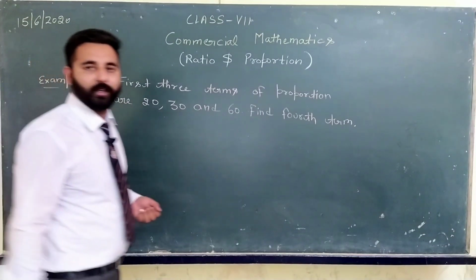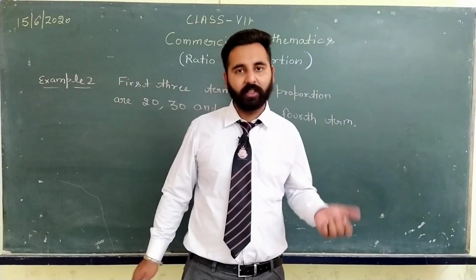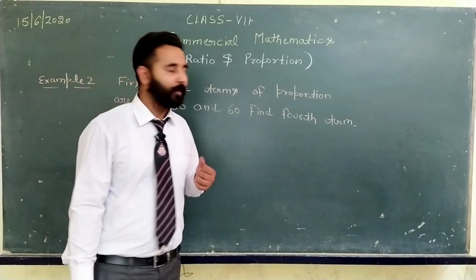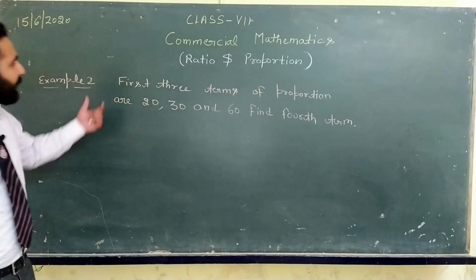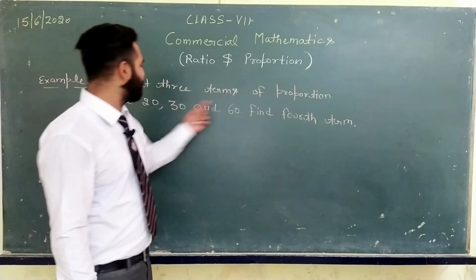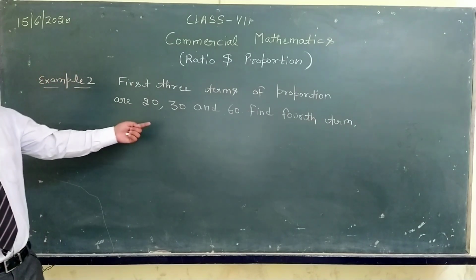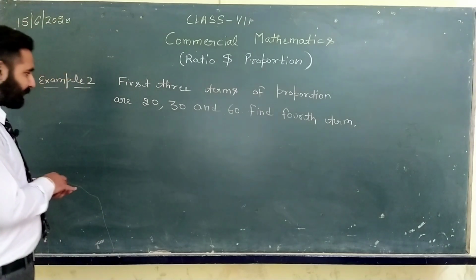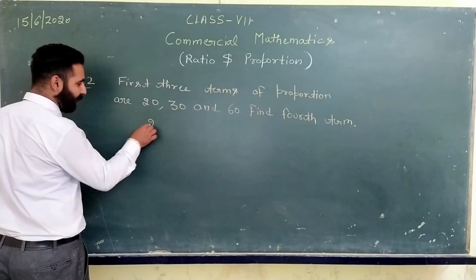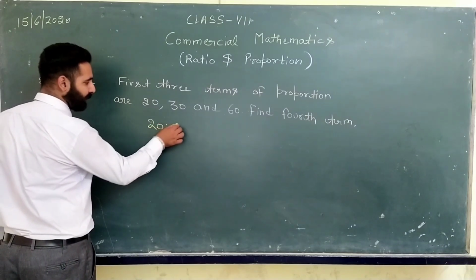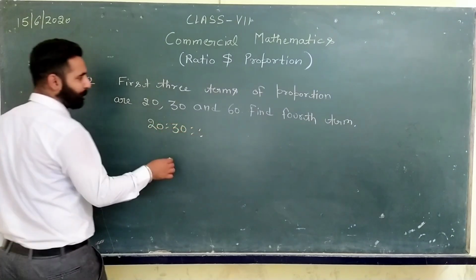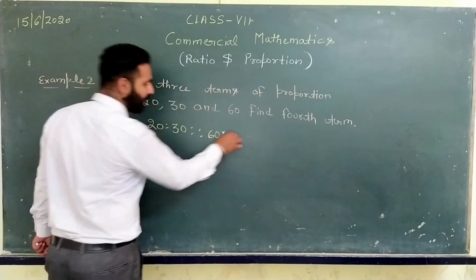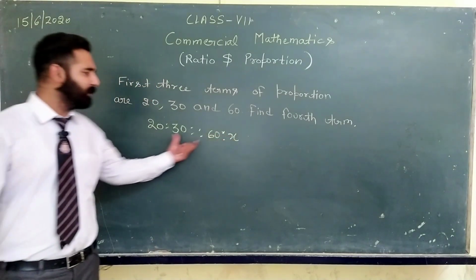In this example we will see if the first three terms of a proportion are given to you and you have to find the fourth term, how to find that. Let us see the example. The example says the first three terms of a proportion are 20, 30 and 60, and you have to find the fourth term. So let us write it in proportion form: 20 ratio 30 proportion 60 ratio x. The fourth term is missing, so I am assuming the fourth term is x.